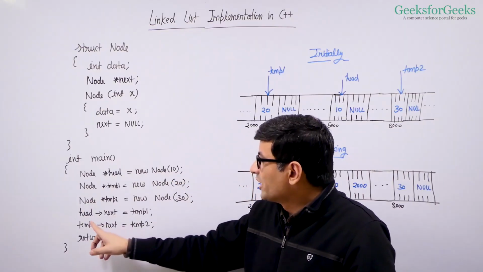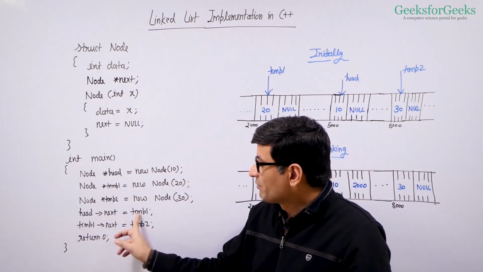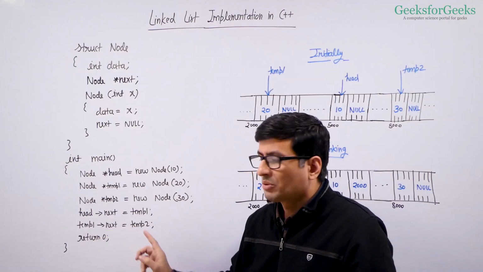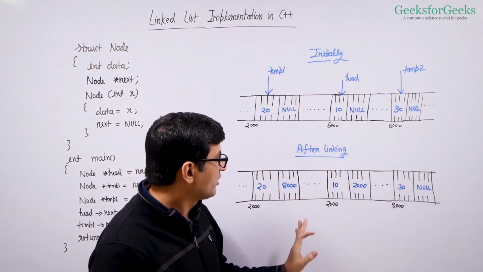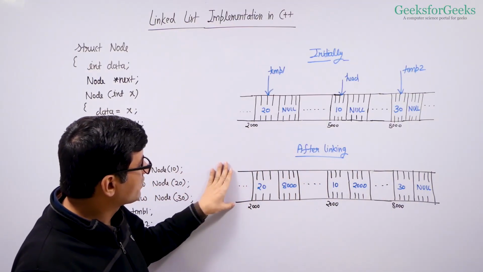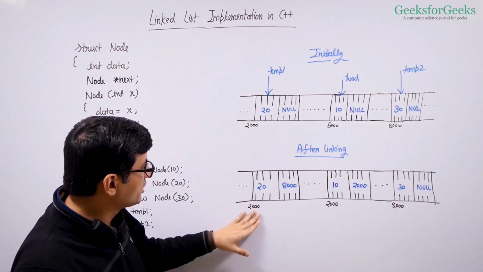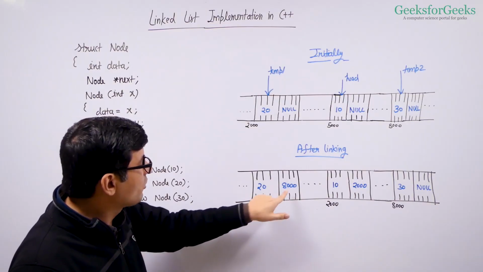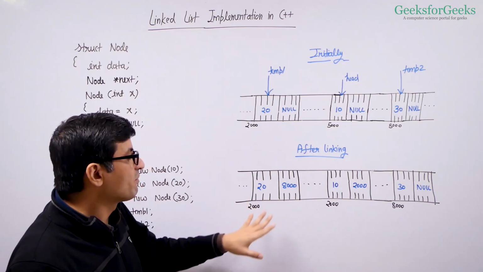So now we do the linking. Head next becomes temp1 and temp1 next becomes temp2. Once you do the linking, your memory representation of these nodes changes to this, right? It could be any address value, but these are just sample values.